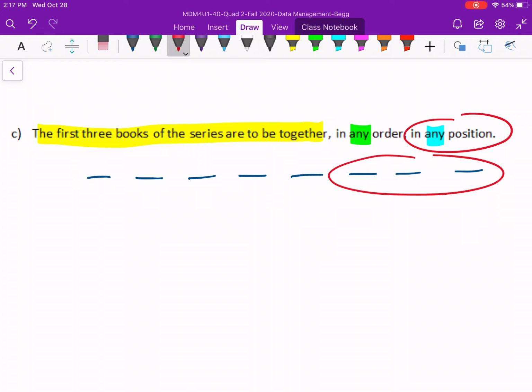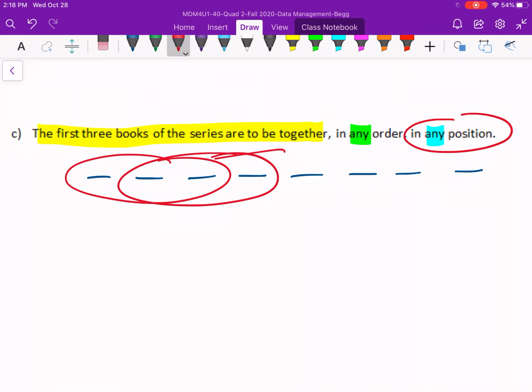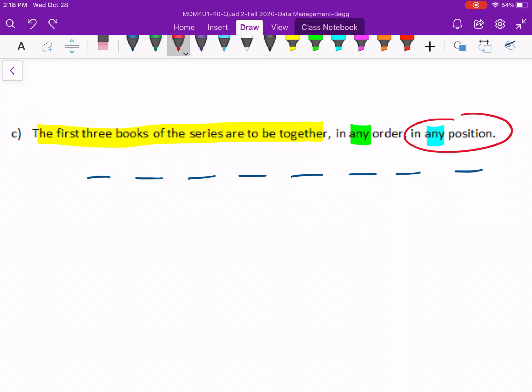How many different circles did I just draw? If you go back and count them to yourself, you'll see I had 1, 2, 3. That's getting messy, isn't it? 4, 5, 6 different ways I could circle 3 of them together. So there's six ways that I could deal with in any position. So I'm keeping 3 of them together, but in any position, that gives me a number 6 to keep track of. Let's pretend, though, that they're at the first 3.